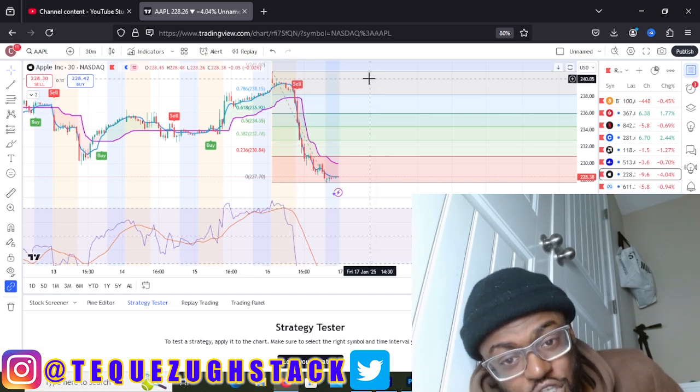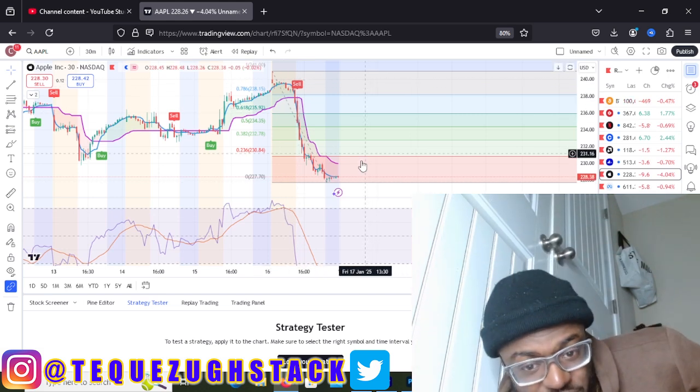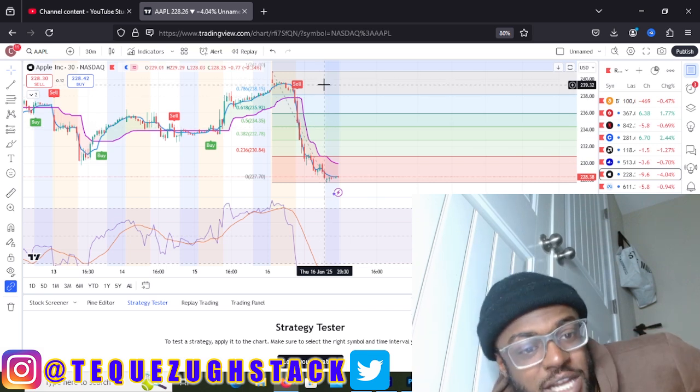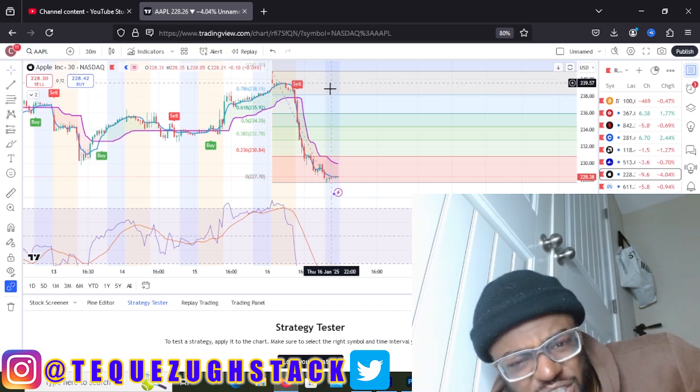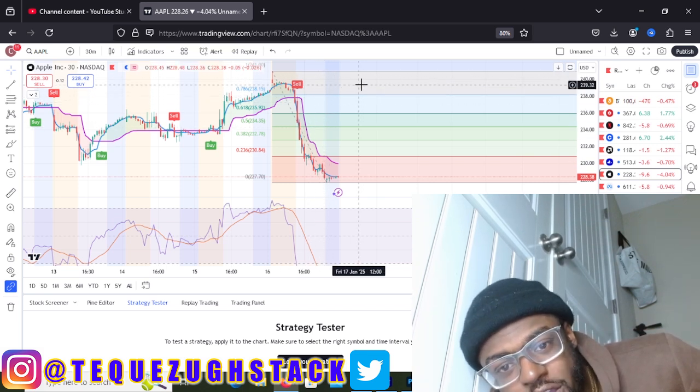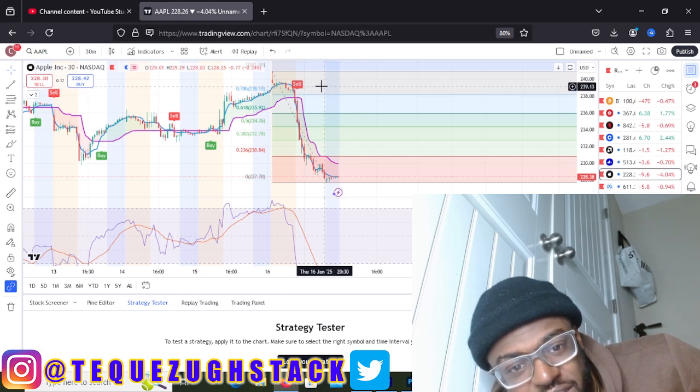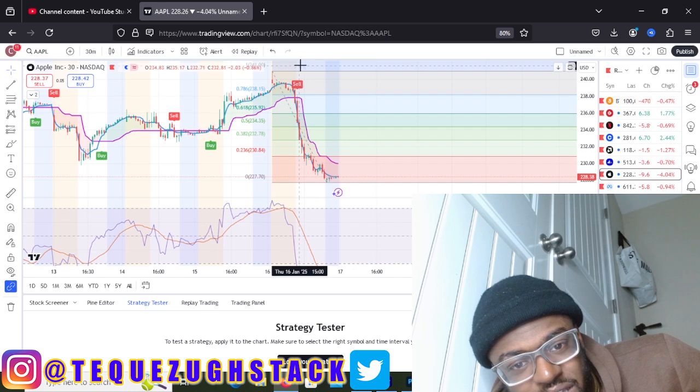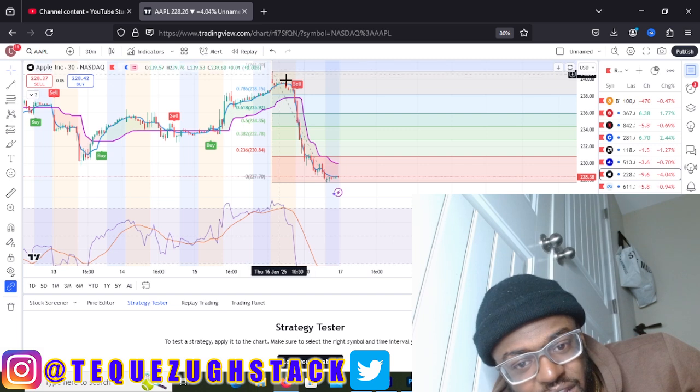I like to use these zones right here. This is called Auto Fibonacci. I'm on TradingView actually, so this is an auto fib. Whenever I see a stock in this gray area, that lets me know it's going to bounce. It usually gets to this gray area, touches the blue sometimes, as you see right here, and then it tanked all the way into the red.